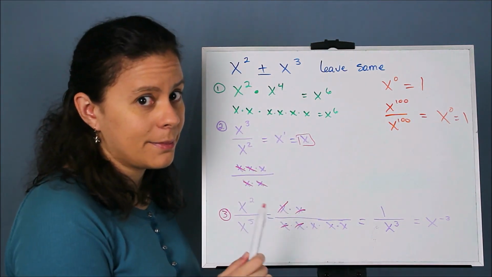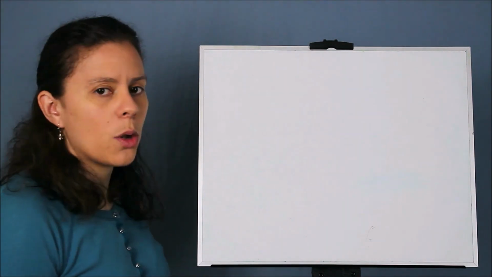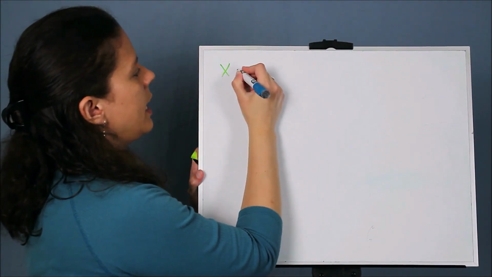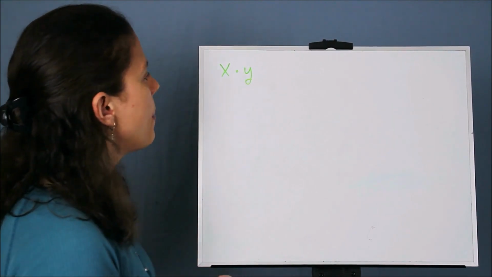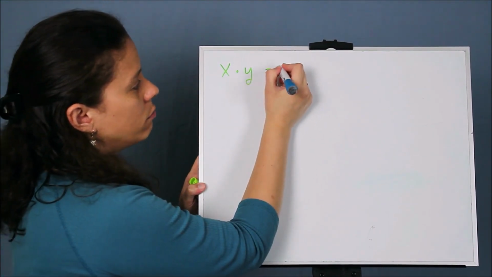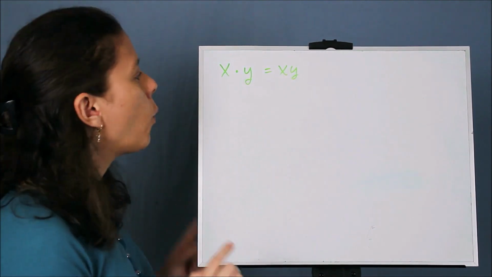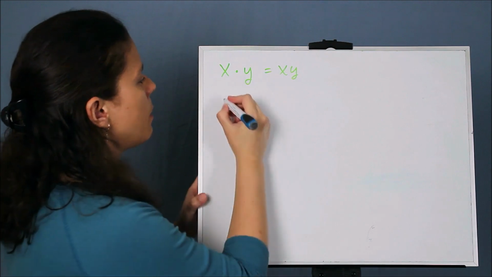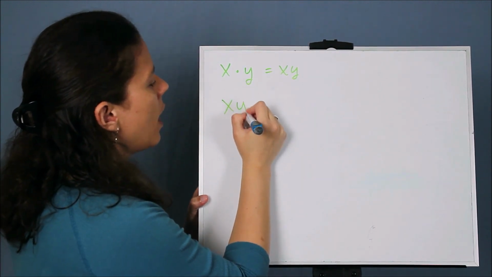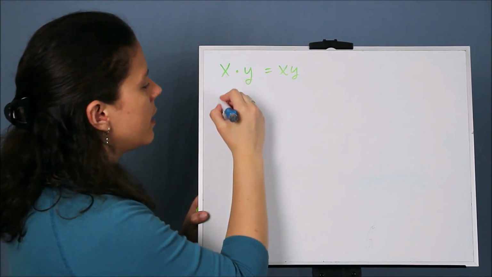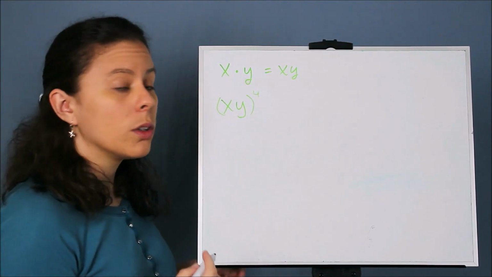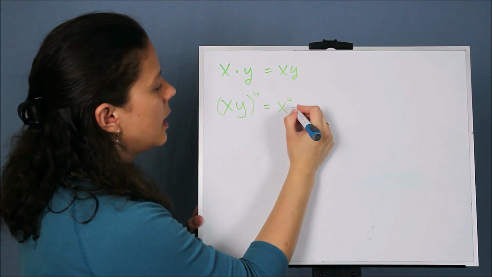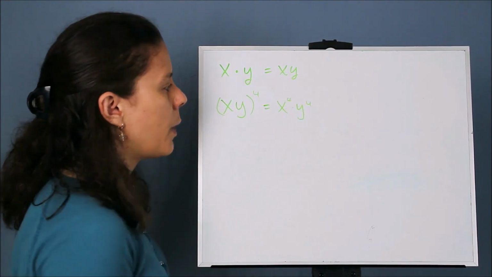Okay? All right, so now let's suppose that I have 2 variables, okay? So I'm going to have x and y, okay? Now, x times y is just xy, right? It can just be rewritten as xy. But what happens when they're both being elevated to one exponent? For example, let's suppose that I have x, y, or x times y, elevated to the 4th power. Well, that just becomes x to the 4th power times y to the 4th power.